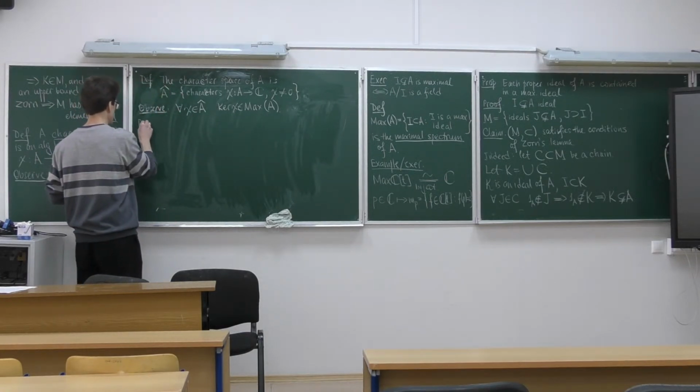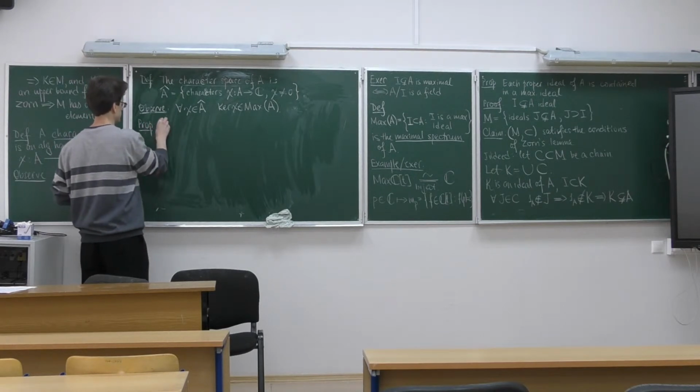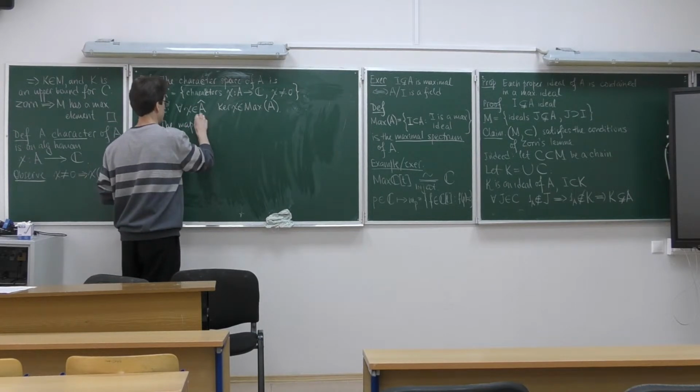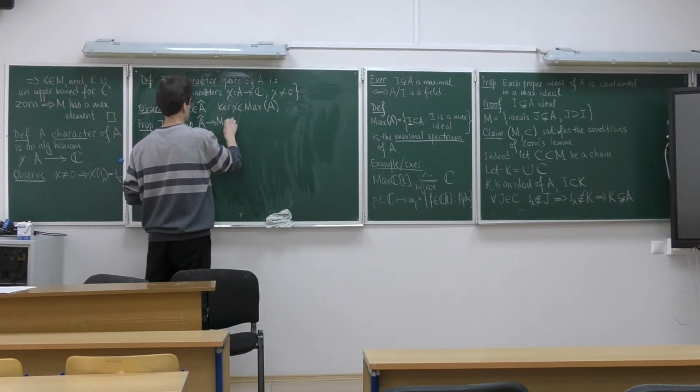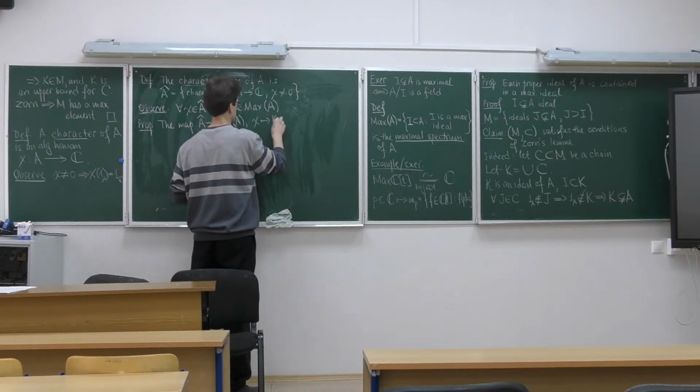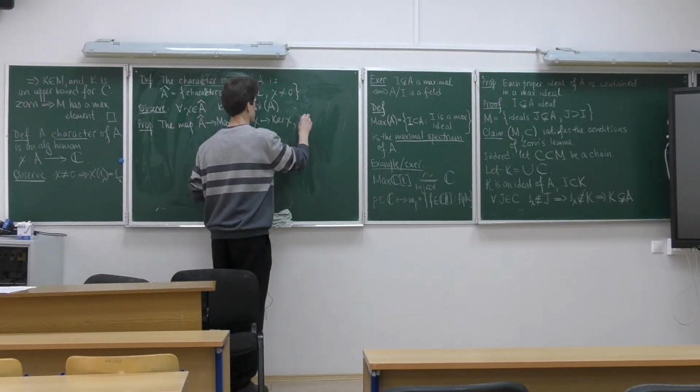Let's now observe that this map is always injective. I have the following proposition. The map from A hat to the maximal spectrum, which takes each character to its kernel, is injective.